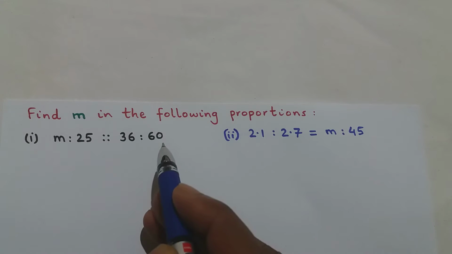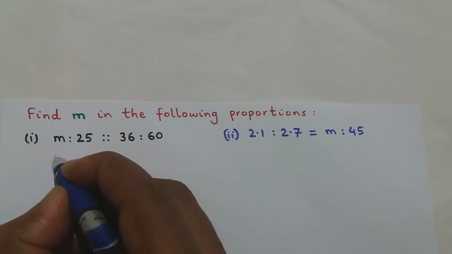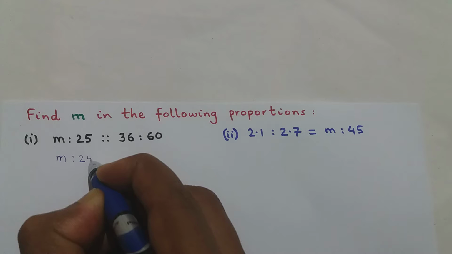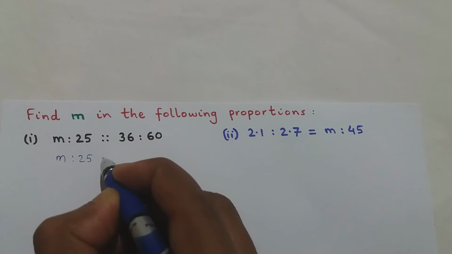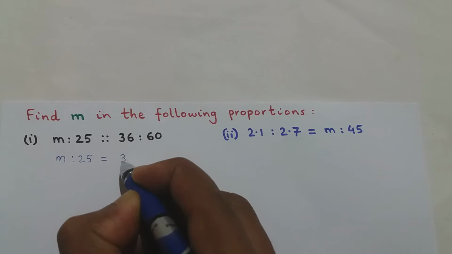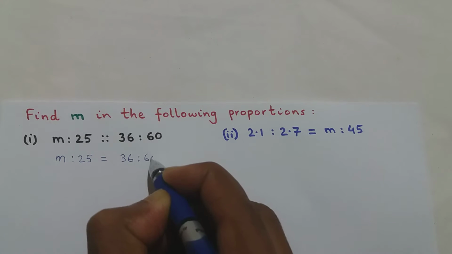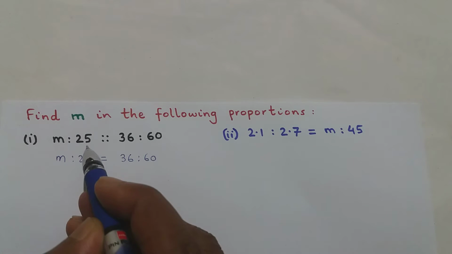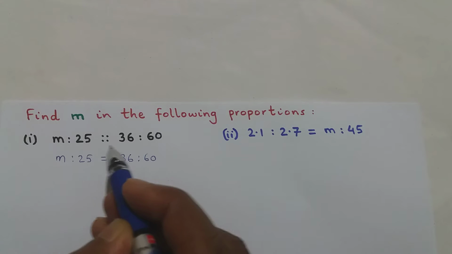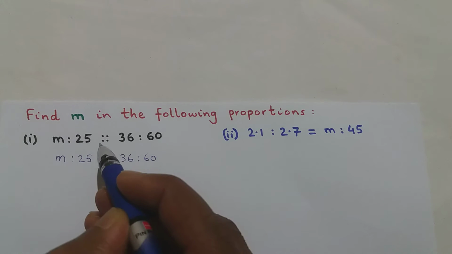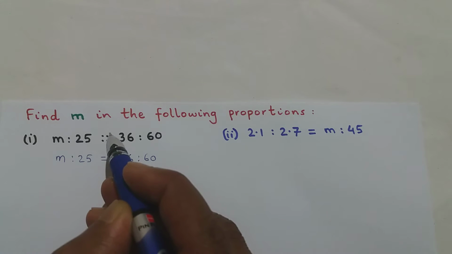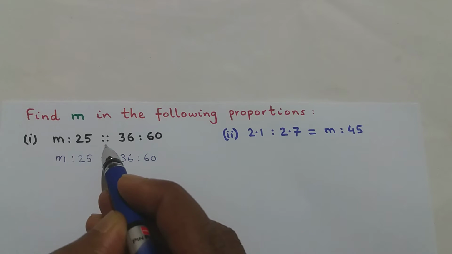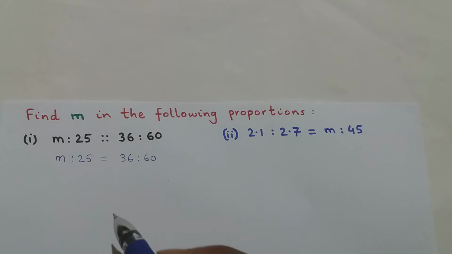So this expression I can write as m is to 25 is equal to 36 is to 60, because over here it has been given that m is to 25, that is proportional to 36 is to 60. This sign stands for proportion.